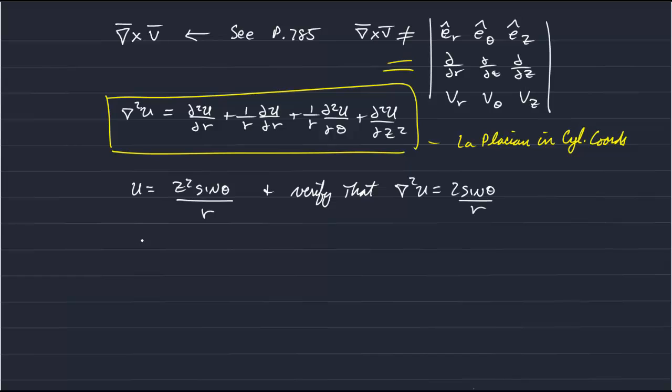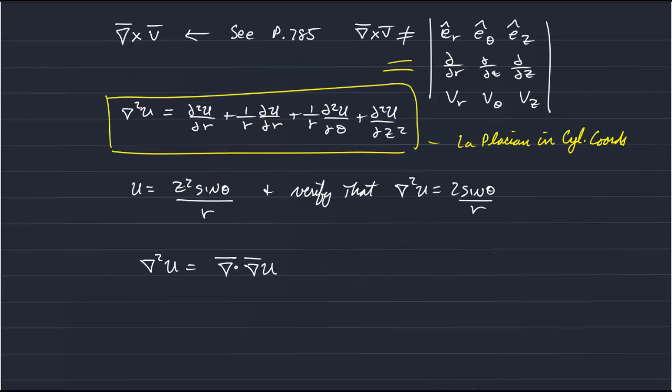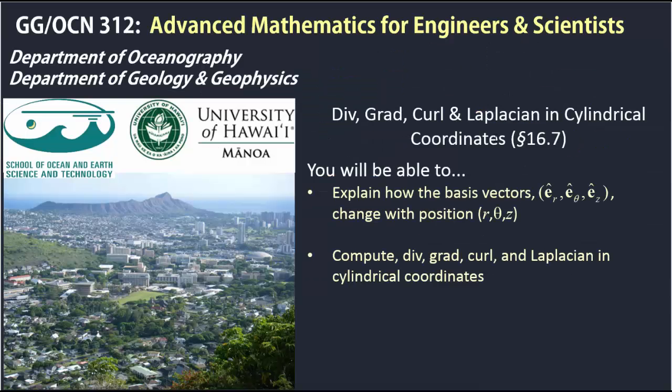And the reason I know that this should be true is you might remember that the Laplacian of u is equal to the divergence of the gradient of u, and we just evaluated the divergence of the gradient on the previous page. So remember, we took the divergence of the vector where the vector was the gradient of u. So I'll leave that as an exercise for you to carry out. Okay, so that covers these operations in cylindrical coordinates.